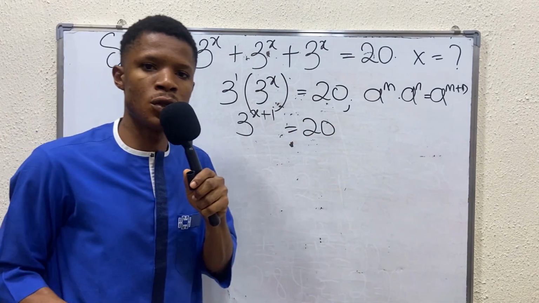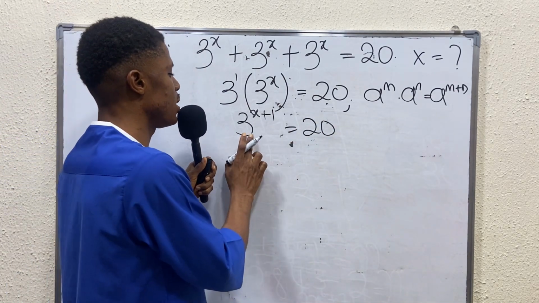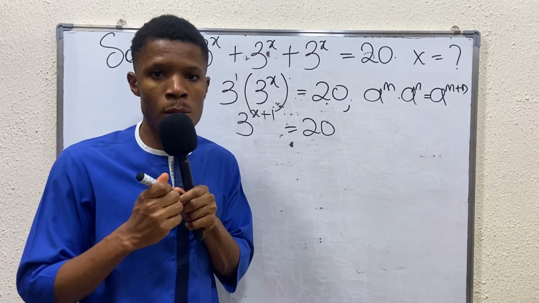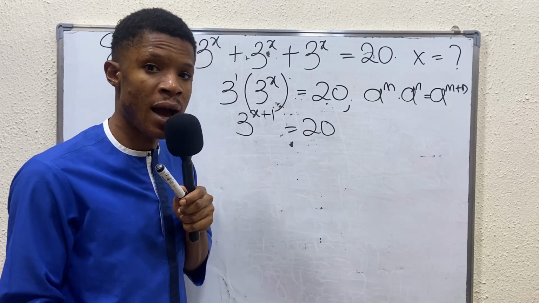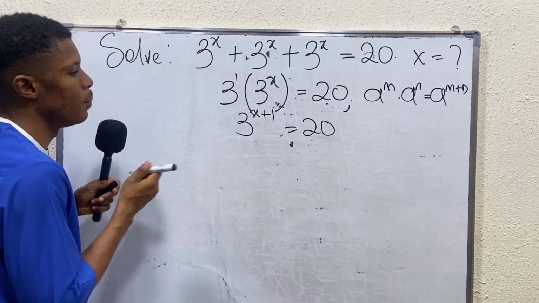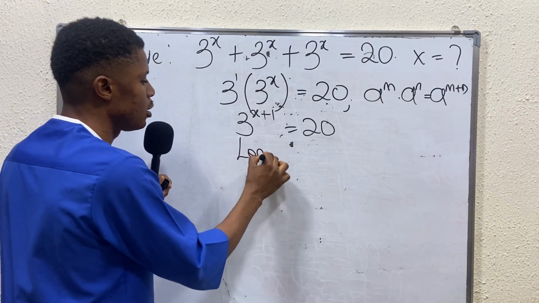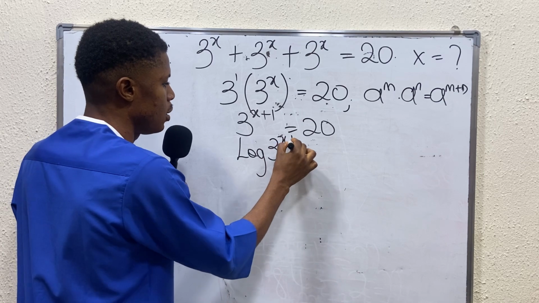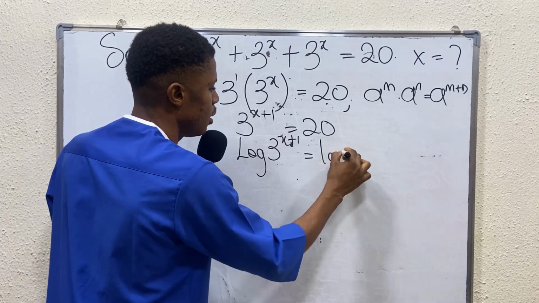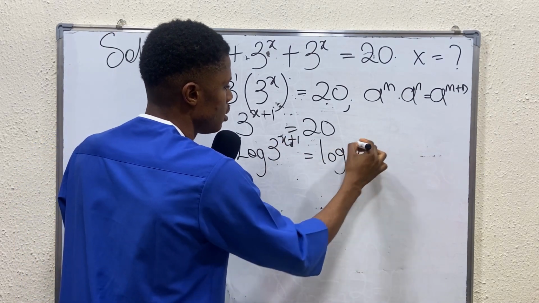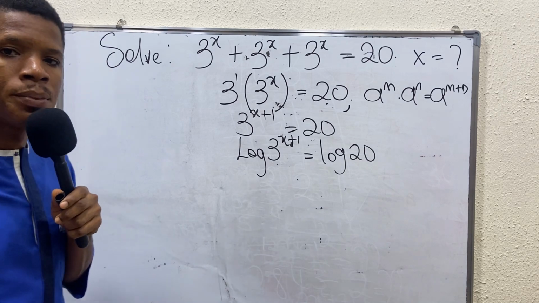So at this point, you observe one thing. We cannot express 3 and 20 to be in common base, right? So what do we have to do? It's very simple. We have to take the log of both sides. So if I take the log of 3 power x plus 1, it is the same thing as the log of 20.